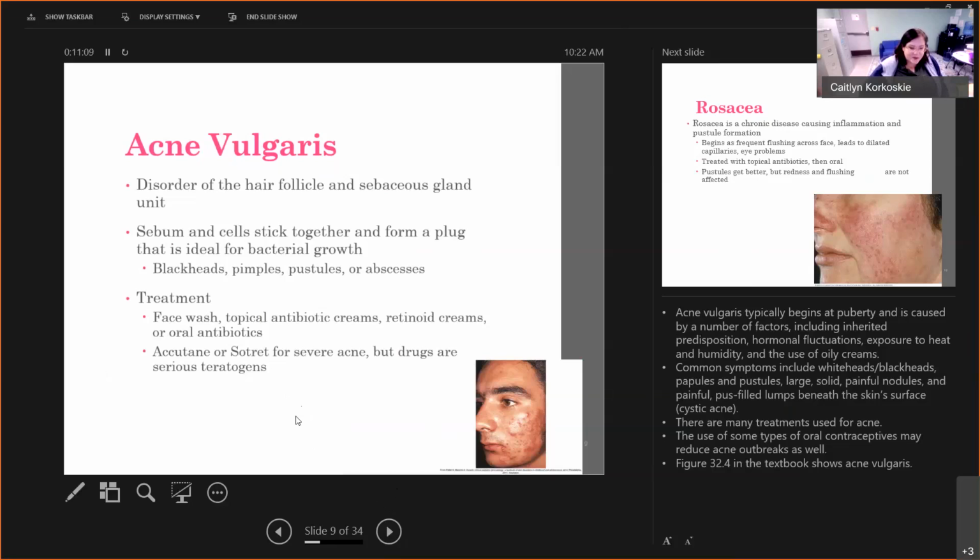But those are the most common areas that they start with, and then they'll start a patient on Accutane or Sotret for severe acne. But we try to do as minimally invasive as possible first before we start those kinds of things.